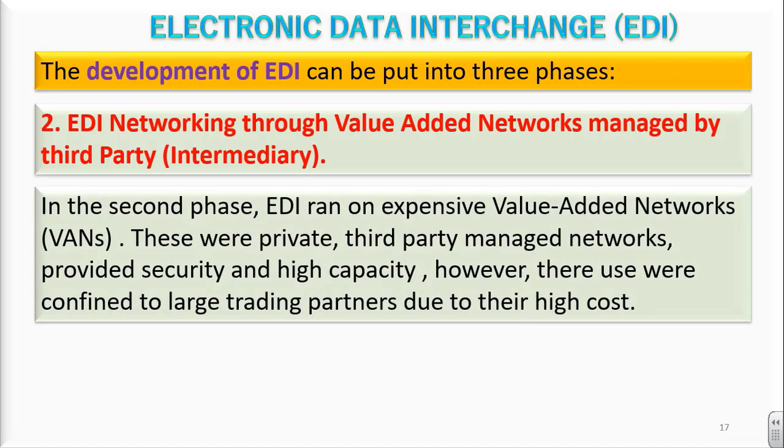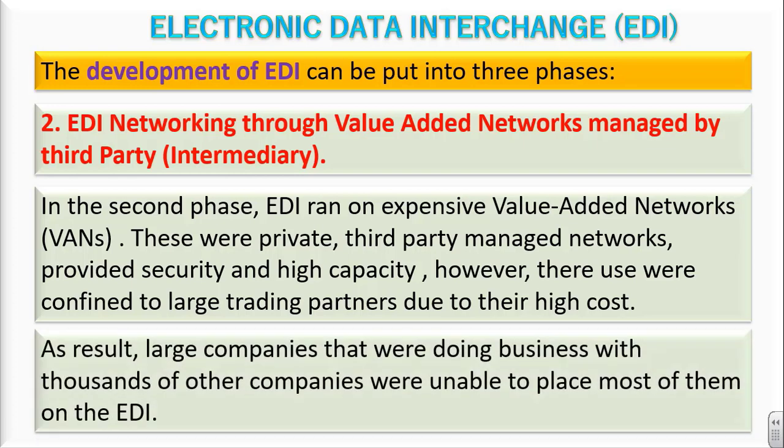Let's see that in the second phase, EDI ran on expensive value-added networks, VANs. These were private third-party managed networks, but they provided security and high capacity. However, their use was confined to large trading partners due to their high cost. It means this particular model was beyond the reach of the average company. Only a few big companies could afford to have EDI networking through value-added networks. As a result, large companies that were doing business with thousands of other companies were unable to place most of them on the EDI.